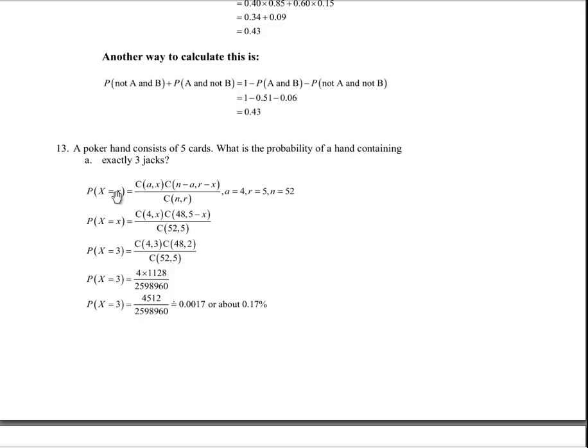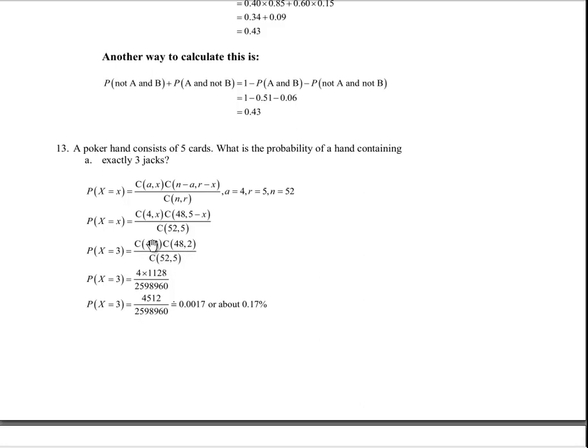So the special kind of thing here, the jack would be 4 because there's 4 jacks, hand of 5, and there's 52 in the deck. So there's the hypergeometric formula. A is 4, so 4 choose X. N minus A, so 52 minus 4 is 48, choose R minus X, so 5 minus X, and then 52 choose 5 in the denominator. So 3 jacks, X is 3, so it'd be 4 choose 3, and then 5 minus 3 would be 2, 48 choose 2 in the end over 52 choose 5.